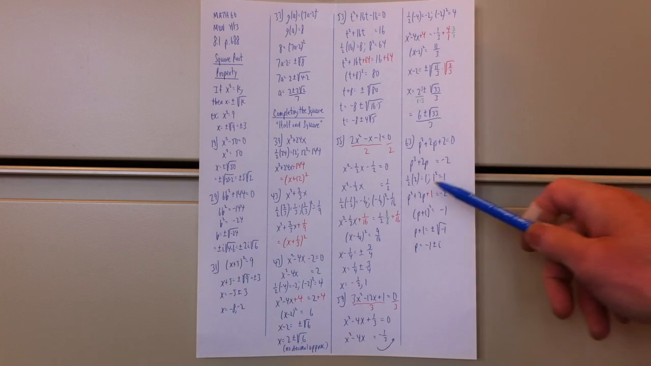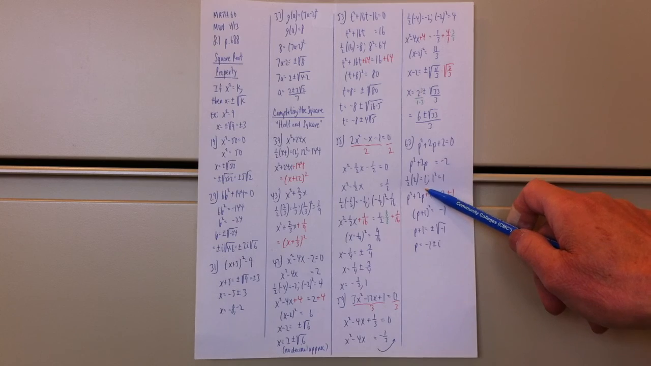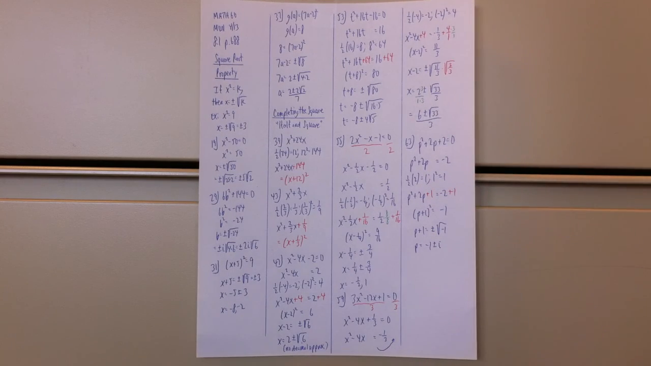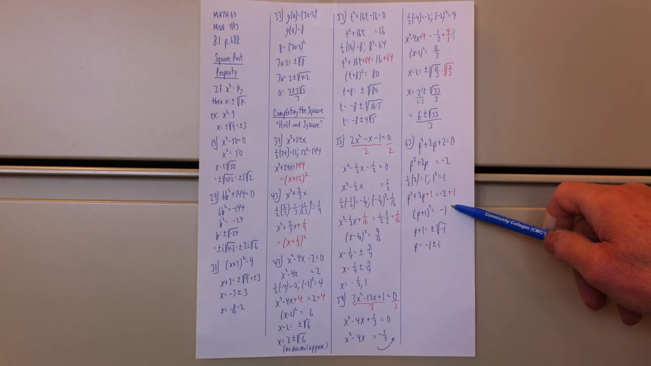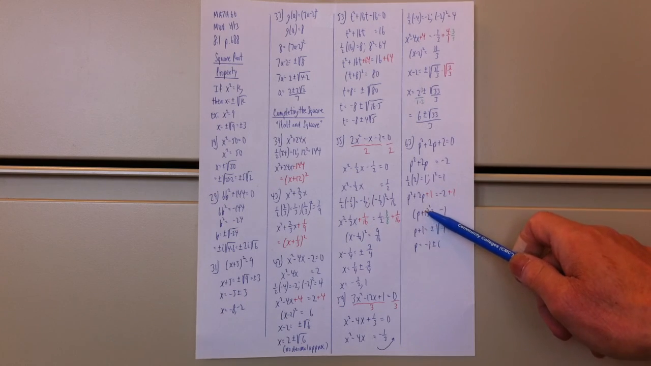Complete the square. Half the coefficient of p, half of 2 is 1. Square that 1. 1 squared is still 1. So I add 1 to both sides. Notice the right-hand side will still be a negative. You get a negative 1, so I'm going to be taking the square root of a negative number, which means I'll have to have an i in my answer. This factors into p plus 1 squared.